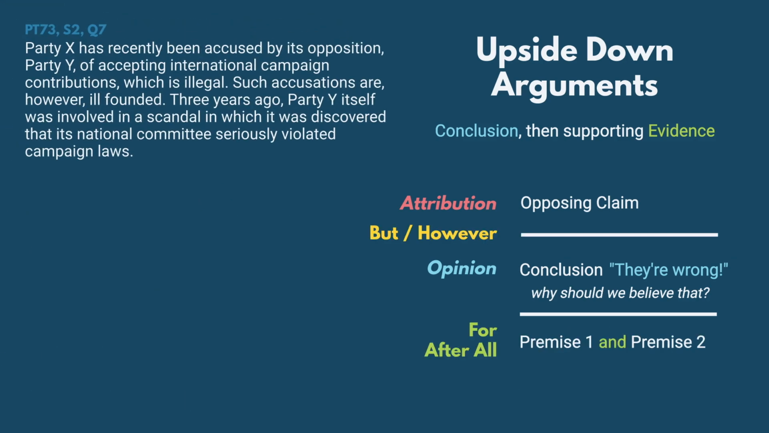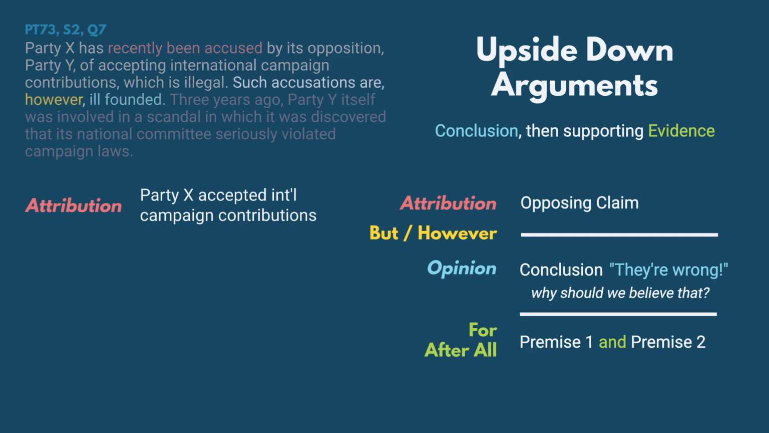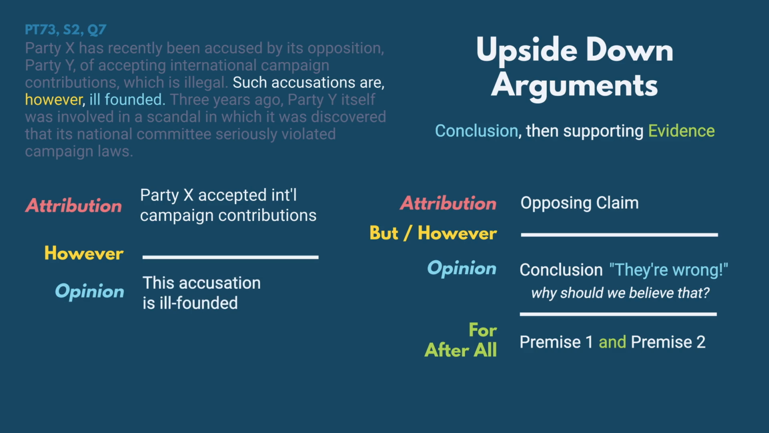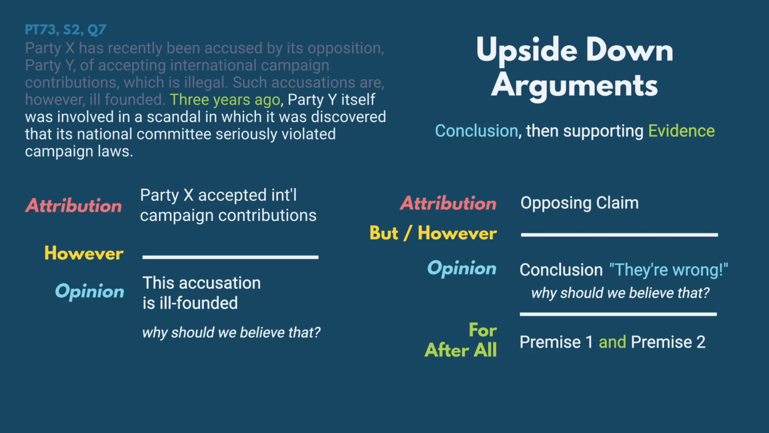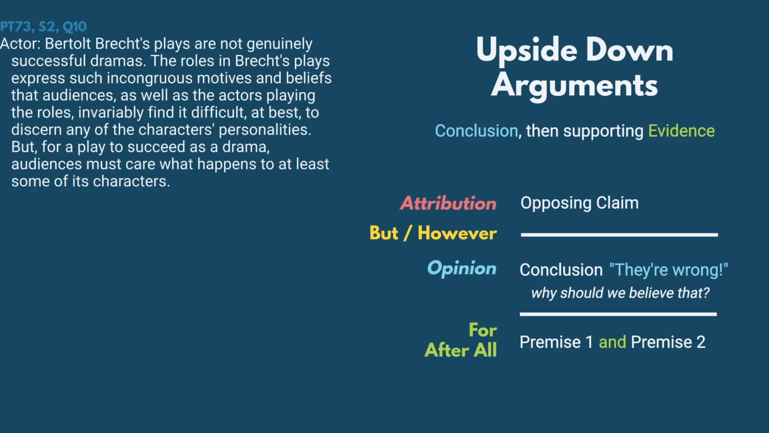Our second upside-down argument also started with an attribution. Party Y had accused X of illegal campaign contributions. Do we get a pivot into an opinion? We do. We hear the author saying, yeah, I disagree, though. I disagree with these accusations. They're ill-founded. How come, author? The premise is a past tense fact that is saying, well, because Party Y did something similar 3 years ago. This is a flawed way of reasoning. You can't discredit someone's argument by saying they're being a hypocrite.